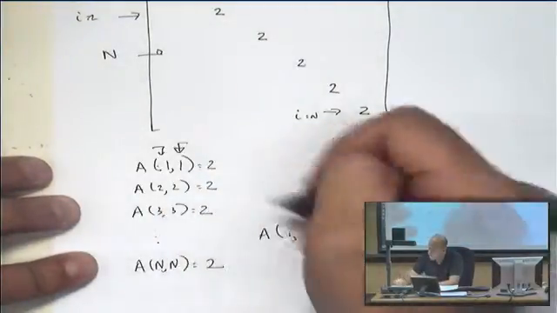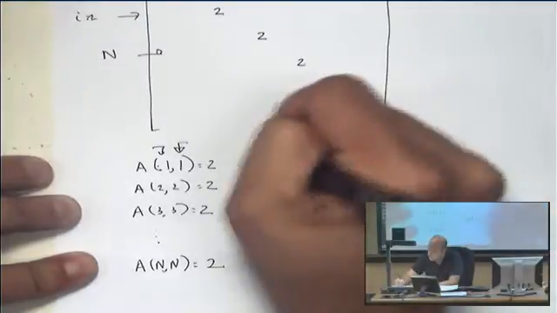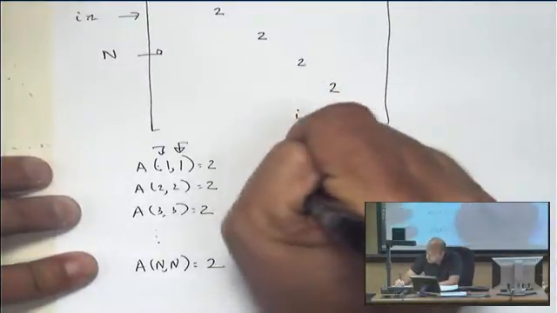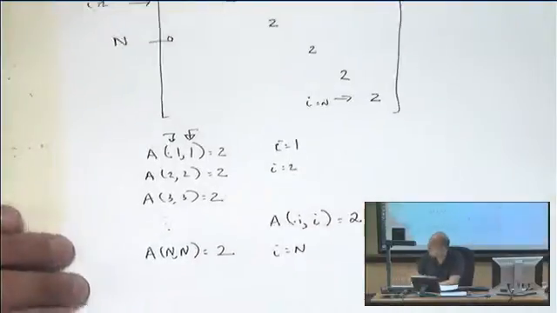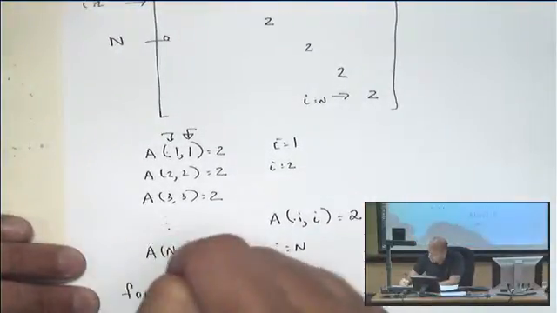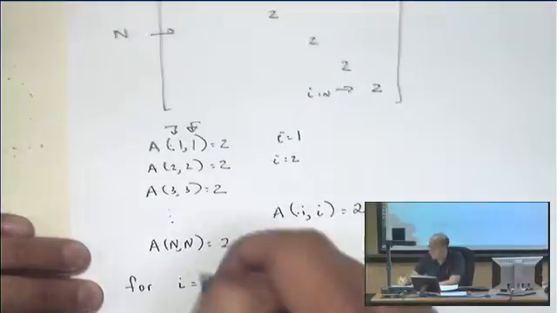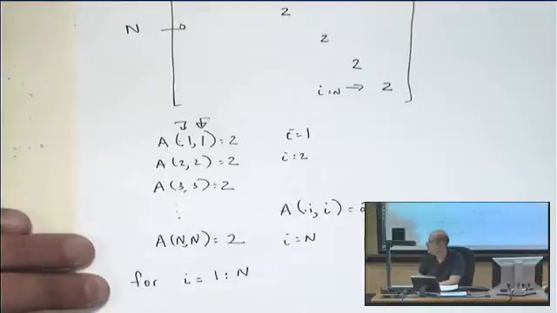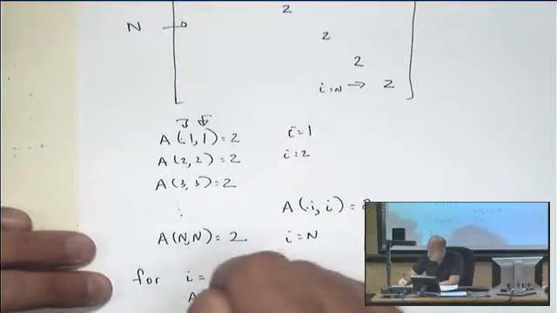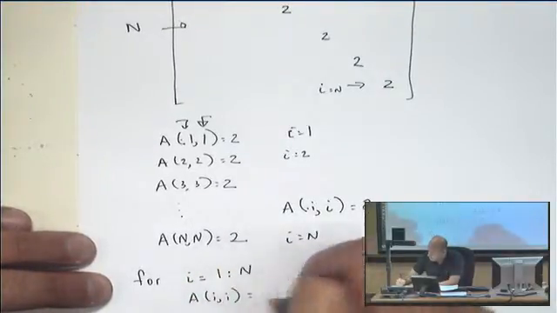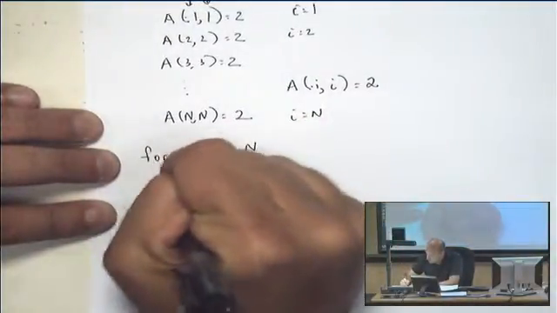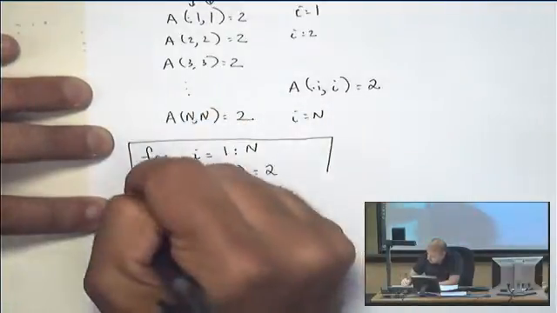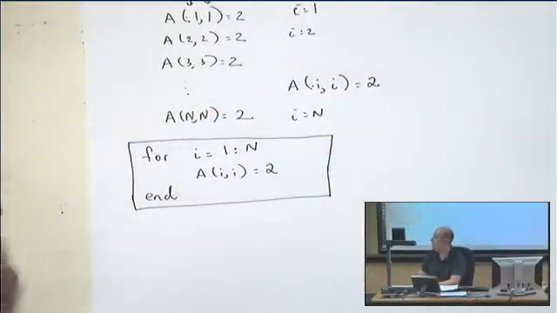So I'm writing the same where I is equal to 1 here, I is equal to 2 there, I is equal to n there. So what I'm really saying is: for I, start at I is equal to 1, end at I is equal to n, AII is equal to 2, end. Anybody get that right? Okay, that's it. That's the whole code to write a diagonal.